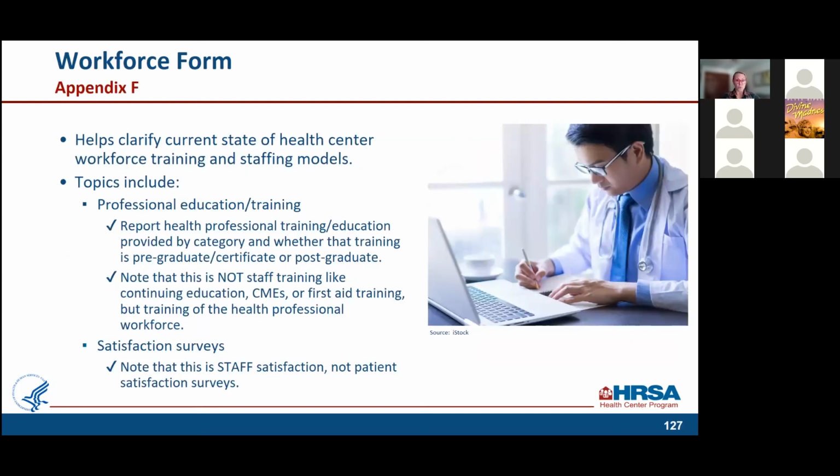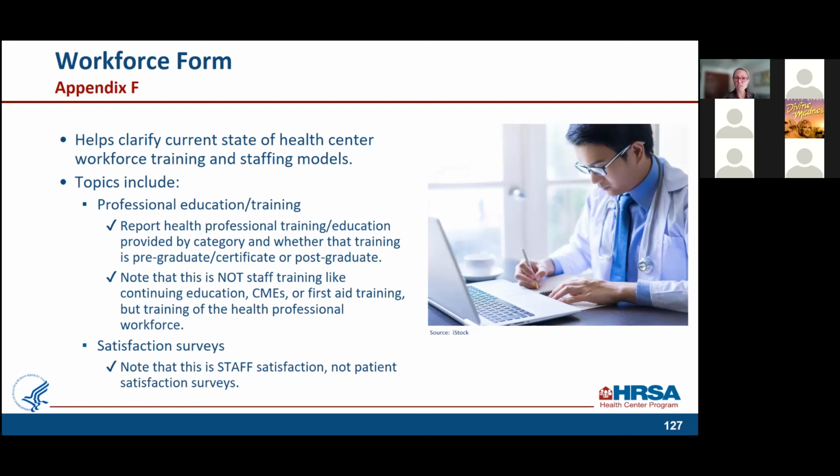So the workforce form. This seeks to understand the current state of health center workforce training and different staffing models to better support recruitment and retention of health center professionals. Topics reported on the workforce form include professional education and training, and staff satisfaction surveys. The professional education portion asks about health centers' role in providing professional education and training. First, whether the health center is a training site partner, and then what type of training is provided, like pre-graduate or certificate training or postgraduate training.